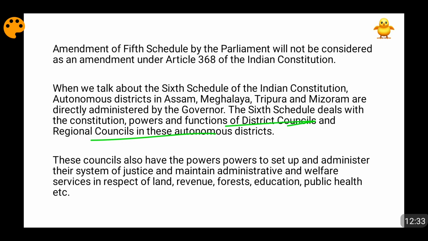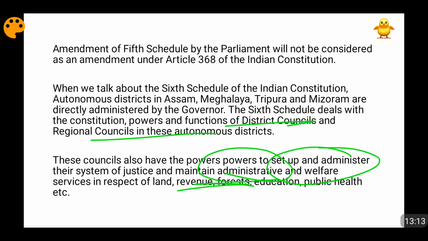And these autonomous districts are also directly administered by the governor. However, the functions and the decisions of the governor are very much influenced by the recommendations of these councils, because these councils in these areas are very, very powerful, friends. The biggest thing about these councils is that they even have legislative and judicial powers, friends. Also, they can do administrative functions and welfare services with respect to revenue, land, forest, education, public health. So by listening to these things, you can understand how much power these district councils have, friends.